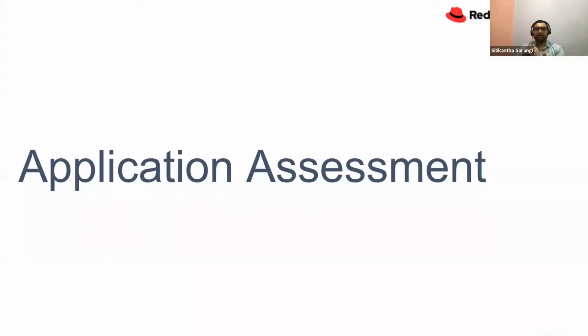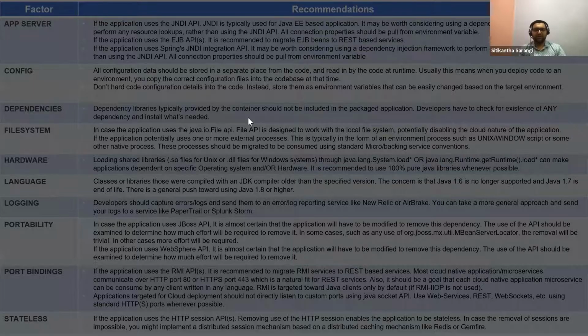Before onboarding or migrating your application to OpenShift or any other container platform, you should first assess that application: what the deployment steps are, what libraries the application needs, what runtime the application needs, whether the application is stateful, and whether the configurations are hard coded into the application. All these things need to be assessed and documented first, right?